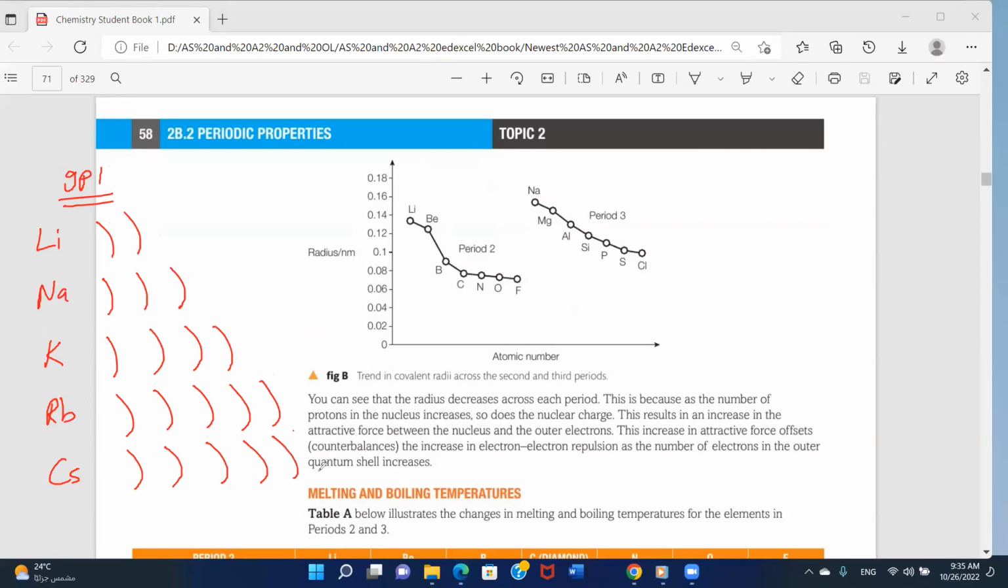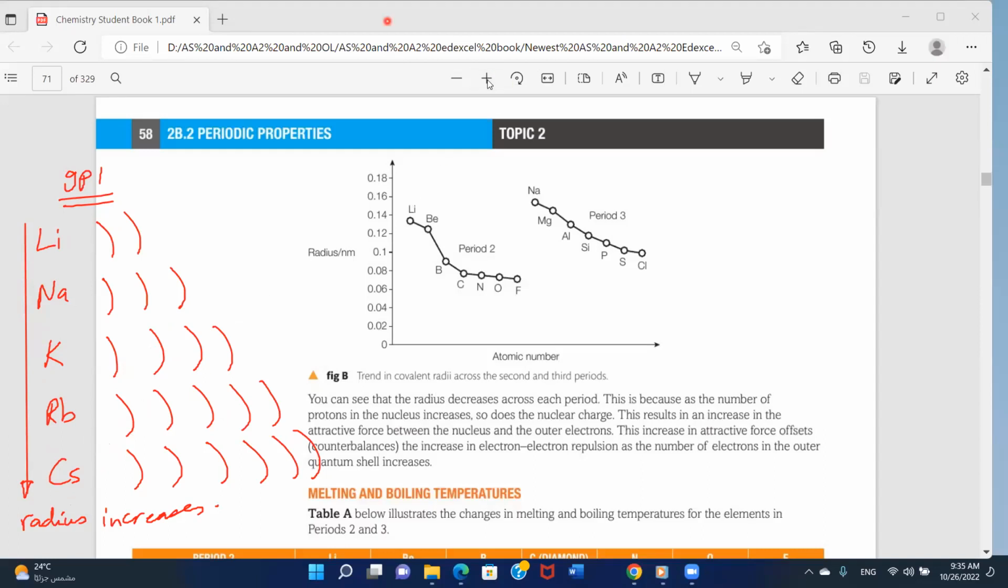So we see that as we go down the group, and as the number of electrons increases, more shells are being filled, and so the atomic radius increases down the group. The atomic radii increase down the group because as we go down the group, more electrons are present, more shells are being filled, and so the radius down any group will increase.